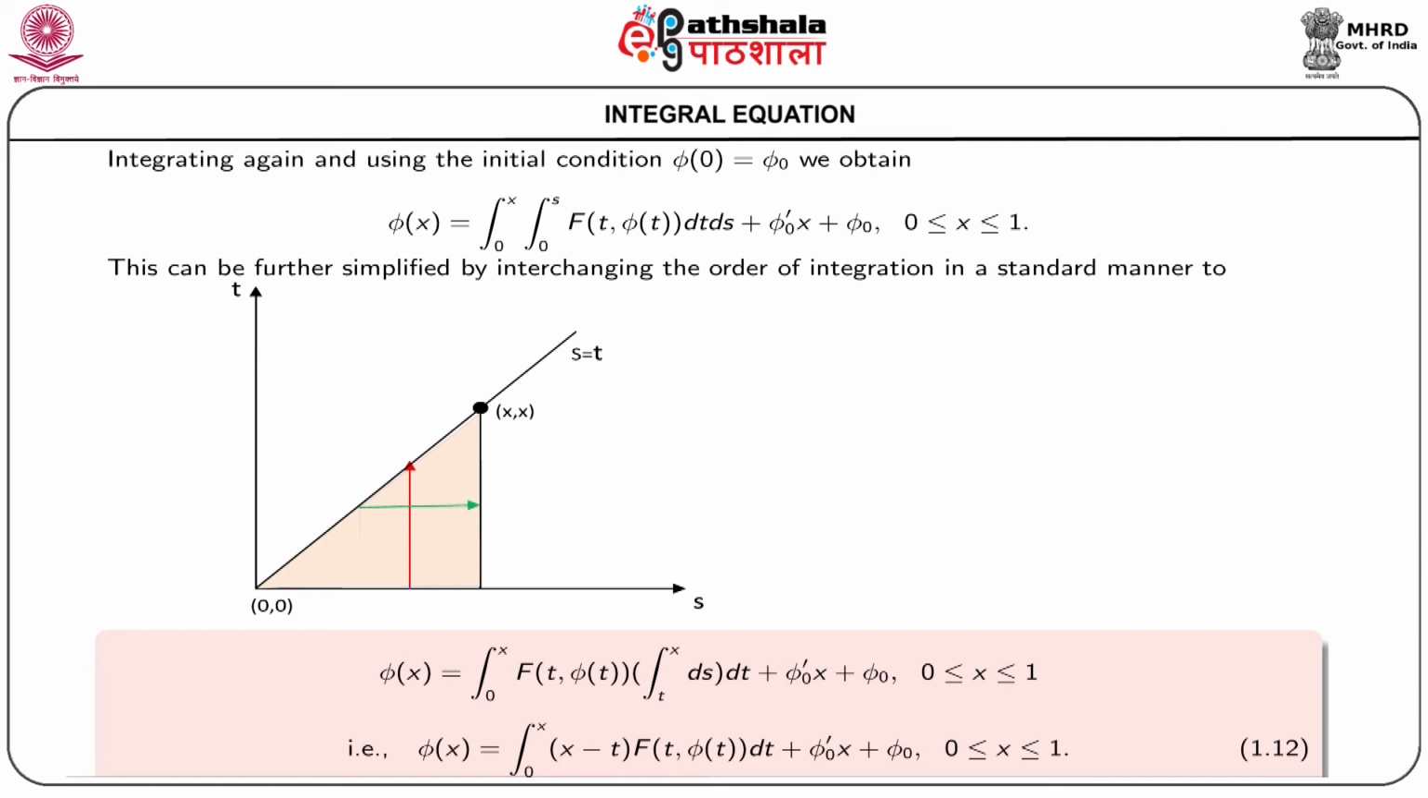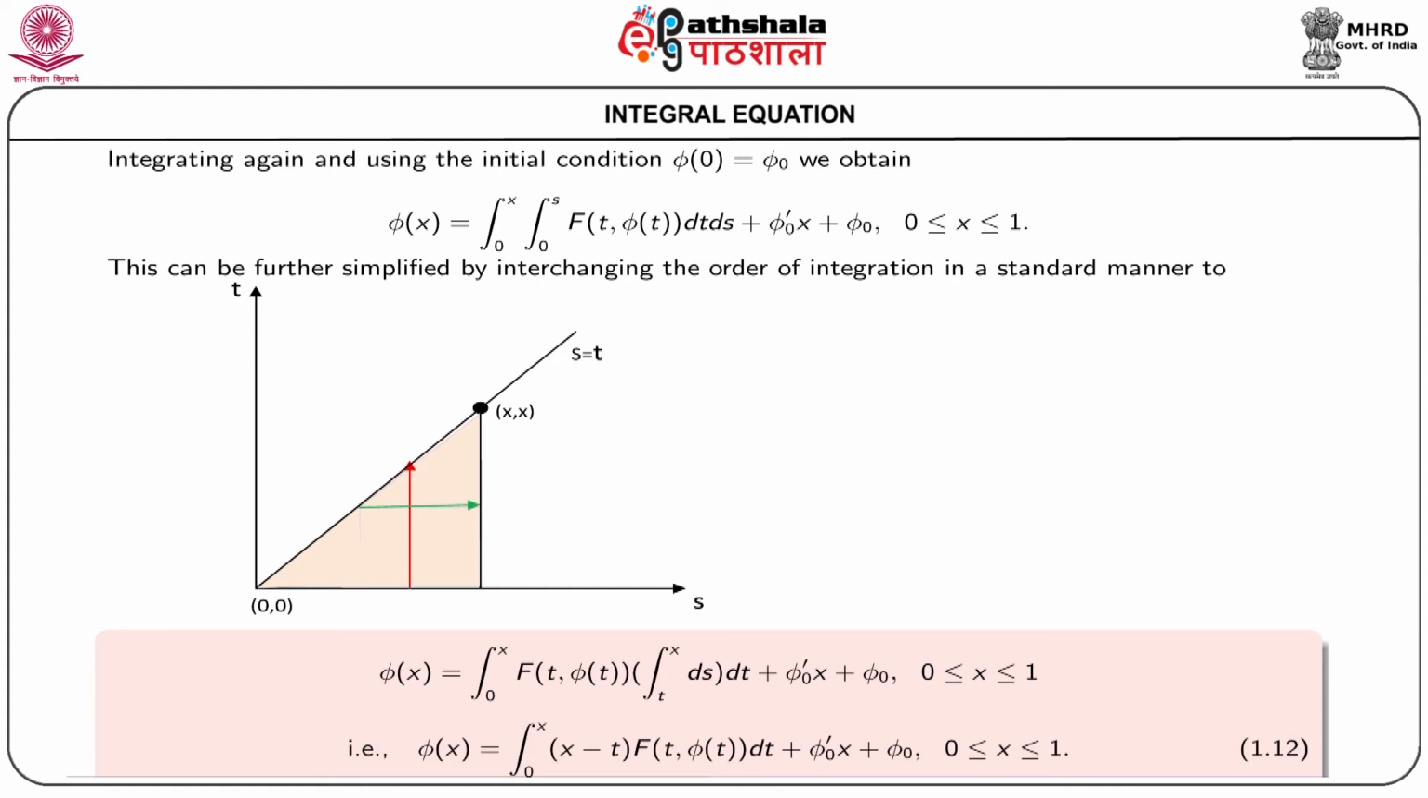Again we integrate this equation and use the initial condition phi at x equal to 0 equal to phi naught to obtain phi(x) equal to integral 0 to x, integral 0 to s, F of t, phi(t) dt ds, plus phi naught dash x plus phi naught, x lies in the interval 0 to 1.